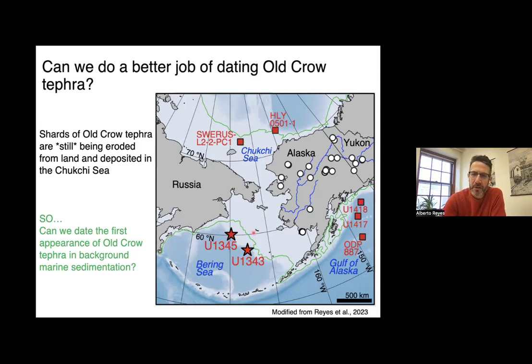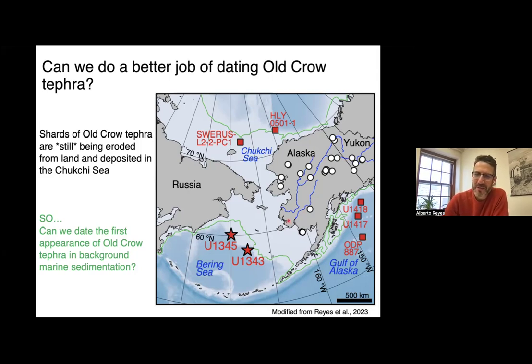And so I'll just point out a couple of sites here. The sites that I'll mention today are U1345 and U1343. These were collected in the last 15 years or so. I'm going to also point out these core sites in the Gulf of Alaska. And one thing that's interesting here, we have looked exhaustively for a visible bed, a thick bed of Old Crow tephra at all of these sites, and it's just not there.